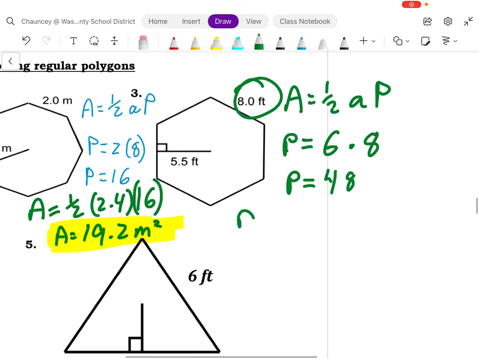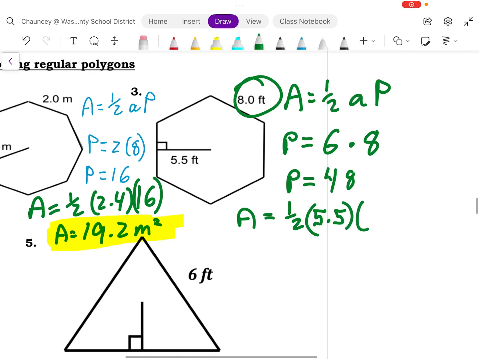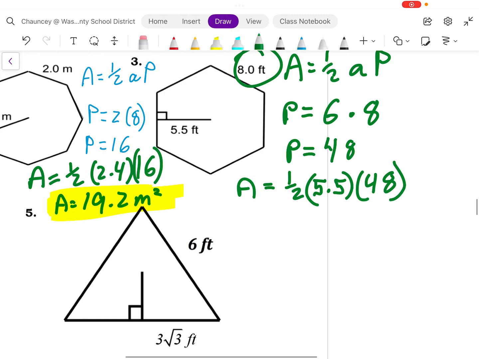And let's plug this into our formula. You have area equals 1/2 times 5.5 times 48. And I came out with an area of 132 feet squared.